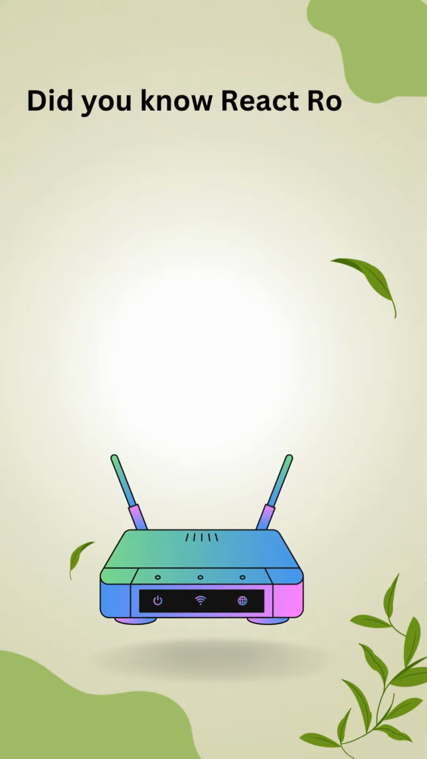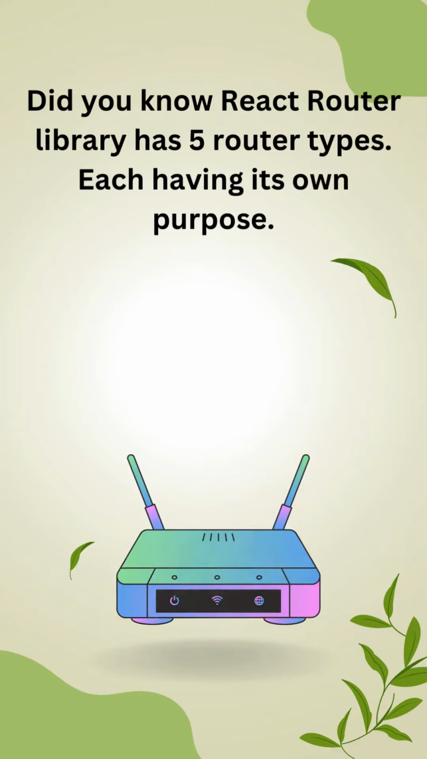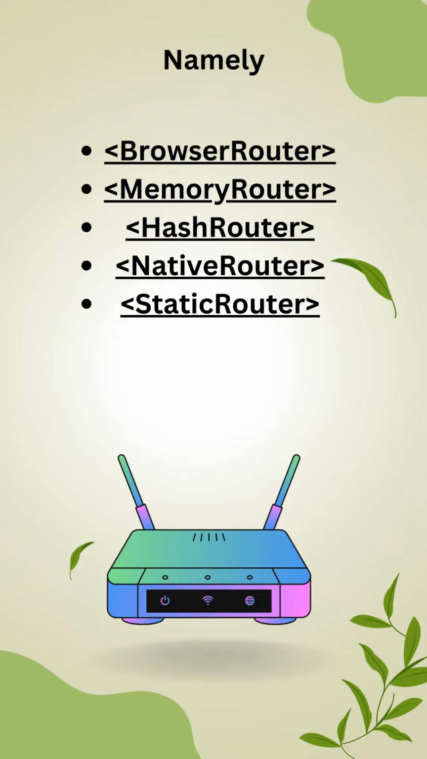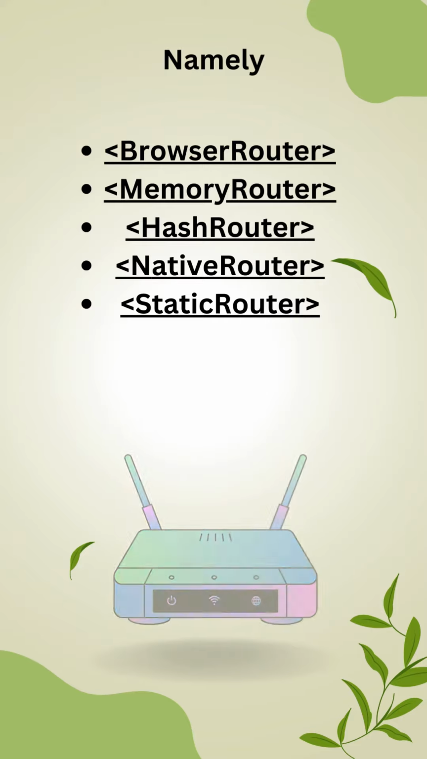Did you know React Router Library has 5 router types, each having its own purpose? Namely, browser router, memory router, hash router, native router, static router.